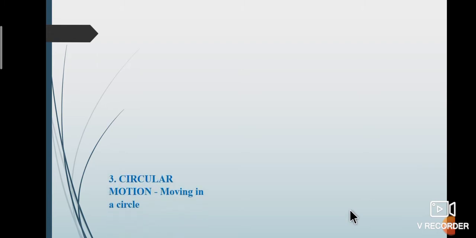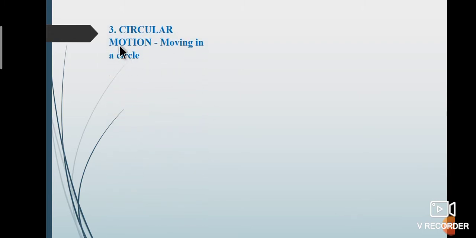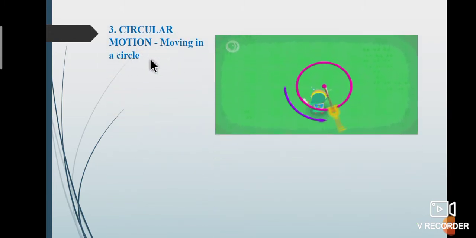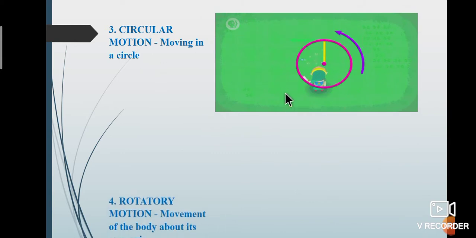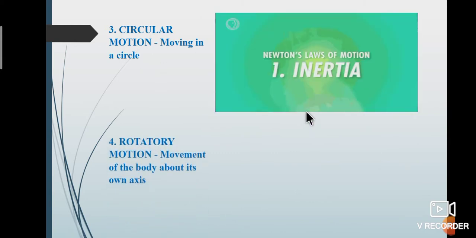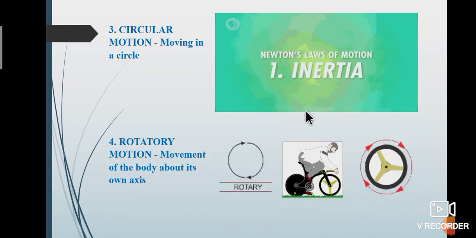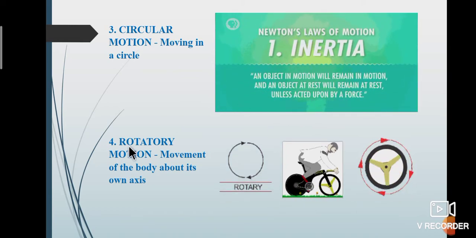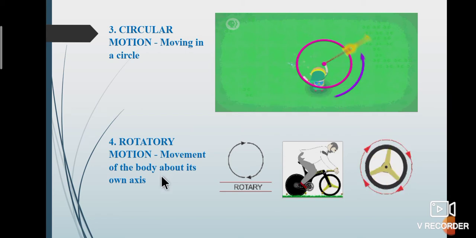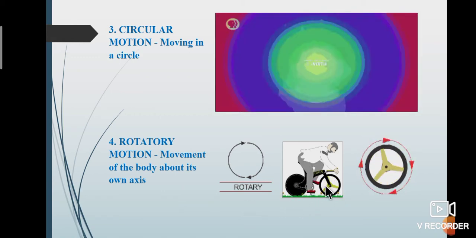Third one is circular motion. In this motion, the object moves in a circular path. See the example: swirling a stone tied to a rope is circular motion. Fourth one is rotatory motion. That is movement of the body about its own axis. See the example: in bicycle riding, the wheel rotates on its own axis.